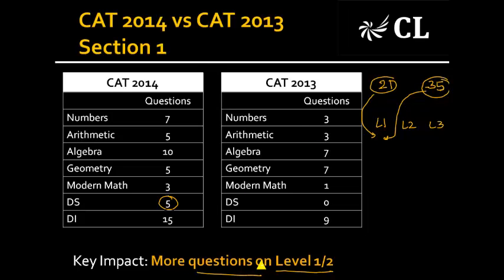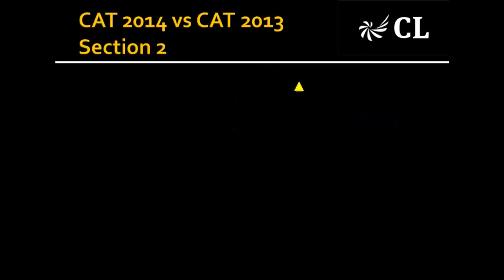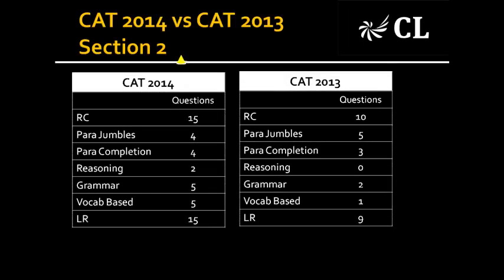Thereby, you will see an increase in the attempt because of the fact that you are offered more questions. Thereby, I believe that the overall difficulty level of the paper would look somewhat simpler than what it was in CAT 2013. But the biggest impact has happened in section 2. And I'll tell you what that impact is. Now this is total 30 questions. This is total 50 questions. This is CAT 2013. That is CAT 2014.